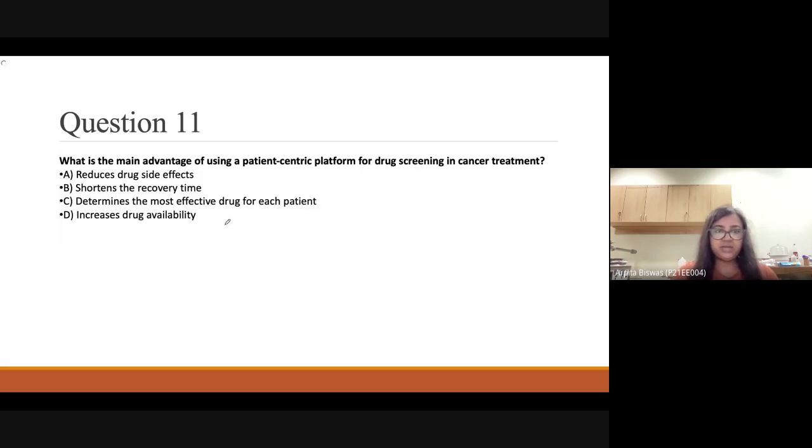What is the main advantage of using a patient-centric platform for drug screening in cancer treatment? First option is it reduces drug side effects. The second option is it shortens the recovery time. The third option is it determines the most effective drug for each patient. And the fourth option is it increases drug availability. So go through the options and find out the right answer.